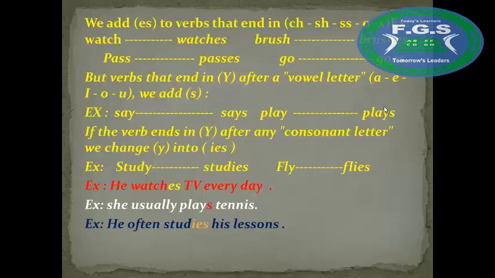Look at this example. He watches TV every day. So we put es to the verb watch because the verb watch ends with ch. She usually plays tennis. So we add s to the verb play because the verb play ends with y after a vowel letter. He often studies his lesson. So we put ies to the verb study because the verb study ends with y after a consonant letter.